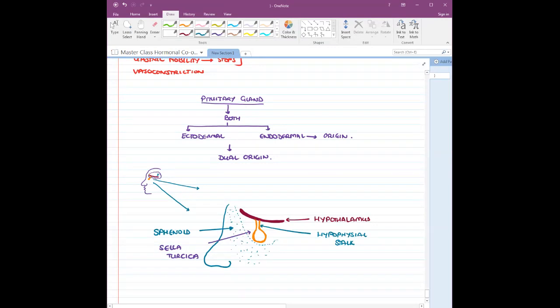There is another name given to this. It is also known as the infundibulum. So, hypophyseal stalk or infundibulum. And then hanging below, you are going to see your pituitary. This entire thing is going to be our pituitary.